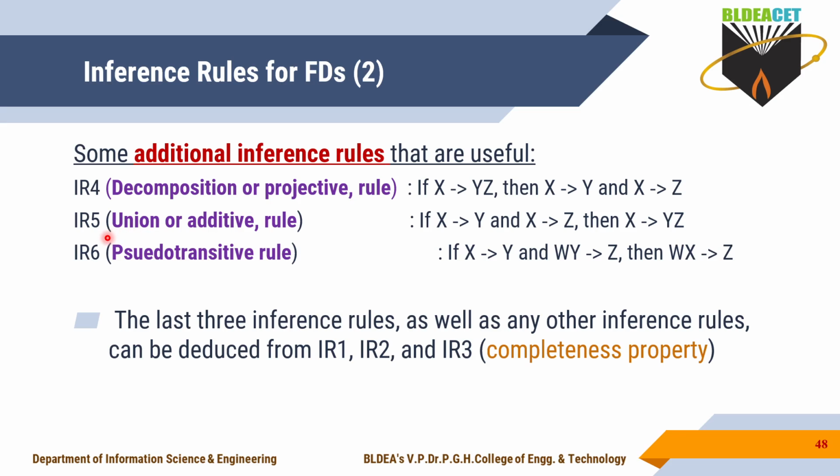Next is inference rule 5, which we call the union or additive rule. If X determines Y and X determines Z, then we can write that X determines YZ.